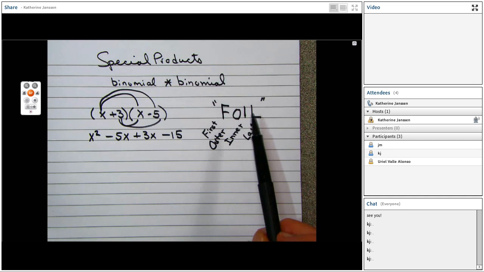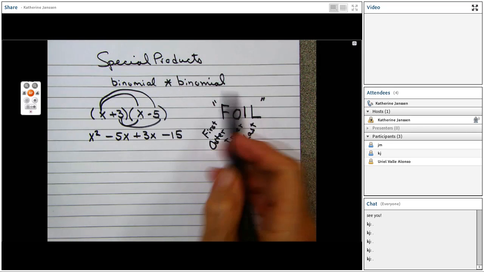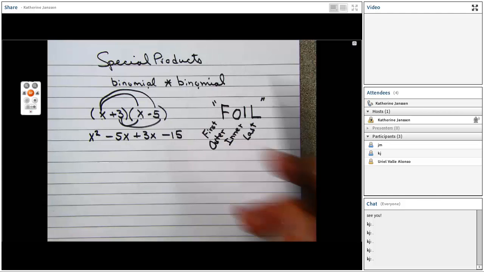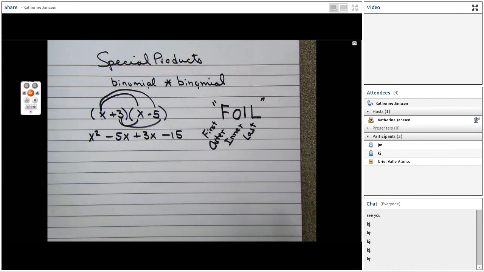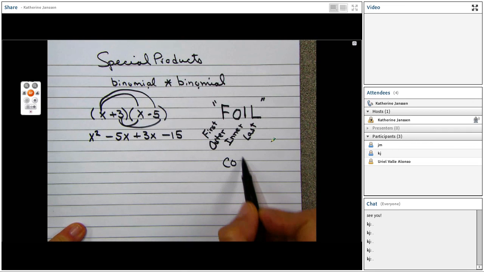Maybe you can think of FOIL as 4 terms, 1, 2, 3, 4. We have 1, 2, 3, 4 terms. Special product rules for multiplication of a binomial times a binomial. Now, FOIL works for a binomial times a binomial. Otherwise, we're going back to our longhand distribution of every term in the first polynomial times every term in the second polynomial. Well, we've expanded, so then we look to collect like terms.